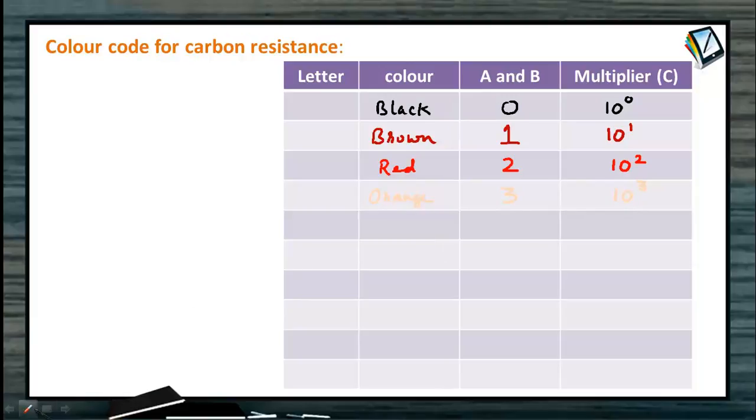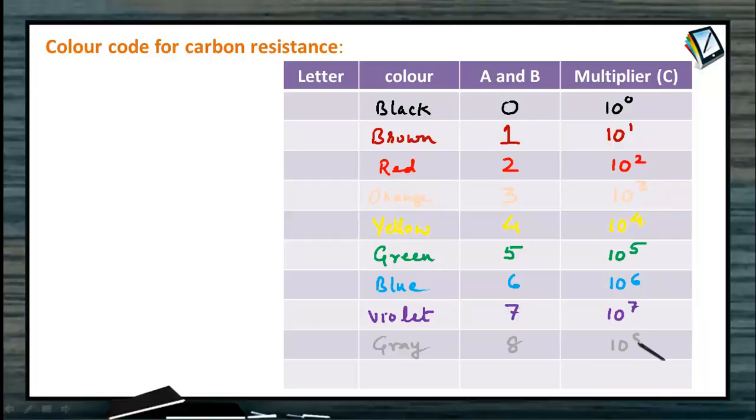Then comes yellow. 4. 10 to the power 4. Next is green. A and B is 5. 10 to the power 5. Then blue. 6. 10 to the power 6. Then violet. 7. 10 to the power 7. Then comes grey. 8. 10 to the power 8. And lastly white. 9. 10 to the power 9.